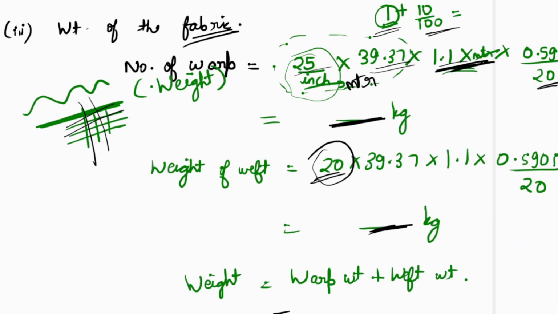Now the weight of the fabric we have to find. We have to individually find the weight of the warp yarn and the weft yarn, and the total weight of the fabric would be the warp weight plus weft weight combined. Here 25 EPI, then 39.37 will multiply to convert into meter, and then 1.1, and 20 Ne is given, so we can convert this into gram per meter. We can find out kg. Similarly, remember one point: EPI is for warp and PPI is for weft. So 20 is for weft weight. We can find the total weight directly from here.